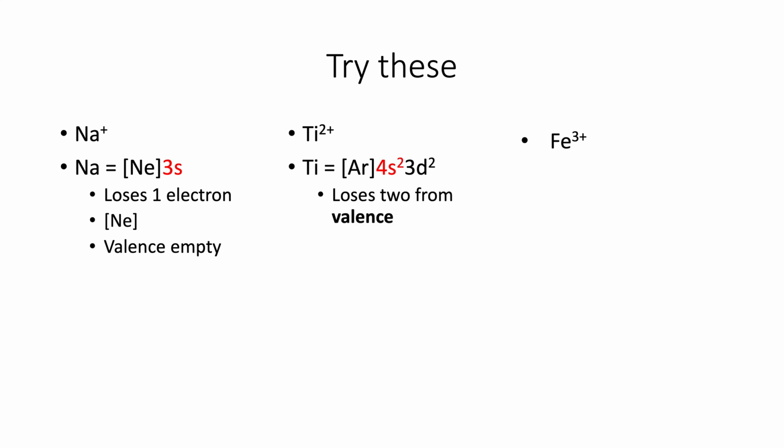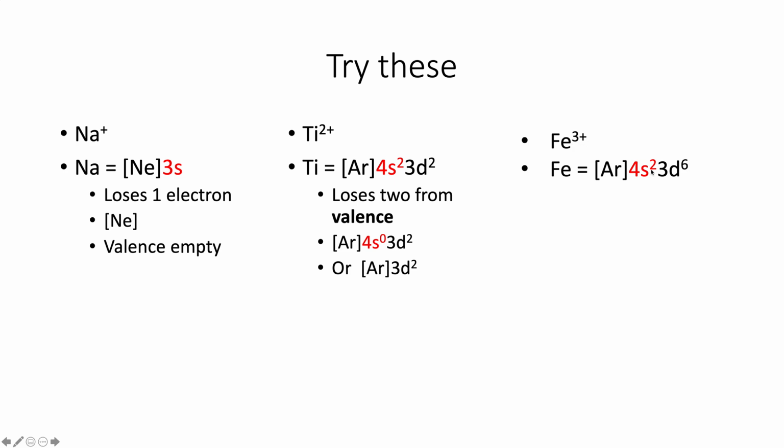So it loses 2 from the valence, which is the 4S. So you could write it 4S0, but we usually don't. If you want to write it that way, that's fine, but usually we would just write it like this. Right? Then iron 3+. So first we do iron. We did iron before. 4S2, 3D6.